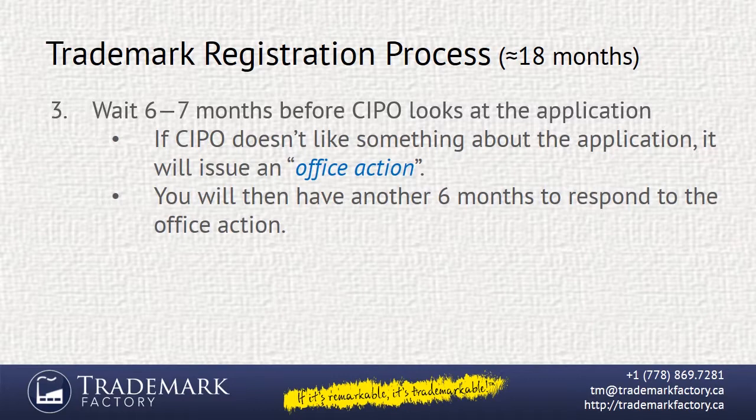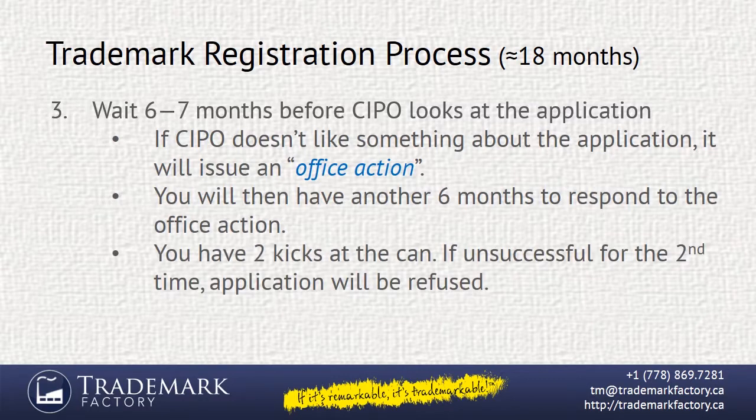If this satisfies the examiner, you're all set. Otherwise, you will receive another office action. You only get 2 kicks at the can. If after your second response, the examiner is still of the opinion that the trademark is not registrable, your application will be refused.